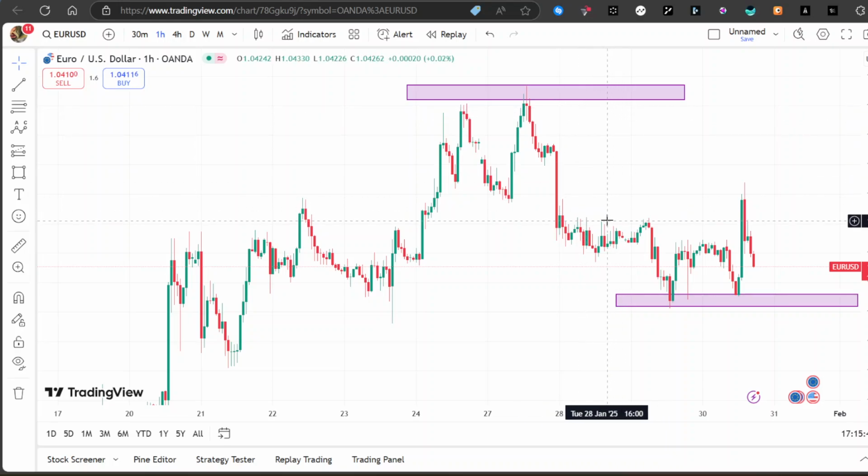Having the right tools to spot these key levels can make all the difference. So in this video, we're going to be walking you through how to set up the indicator and how to use it for better trade entries and exits, and how it can help you minimize risk and maximize your trading potential.